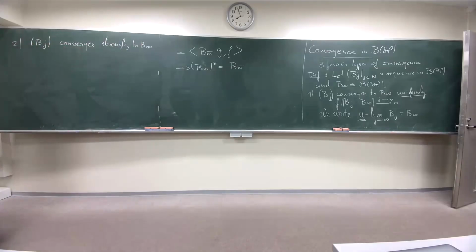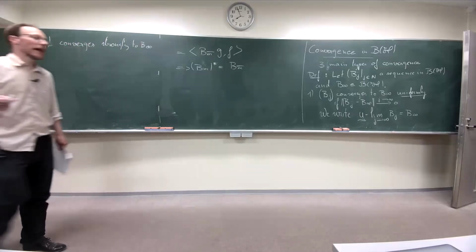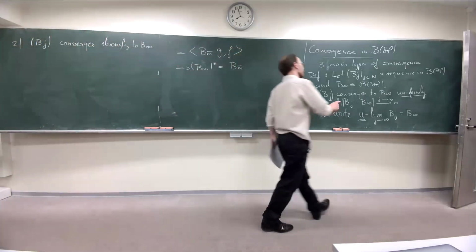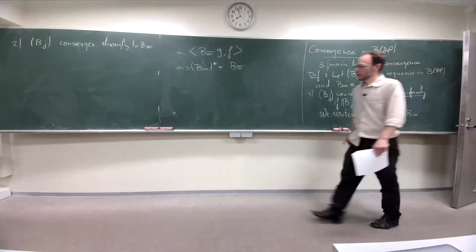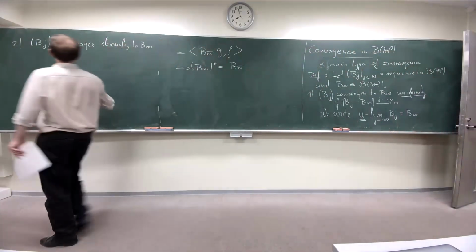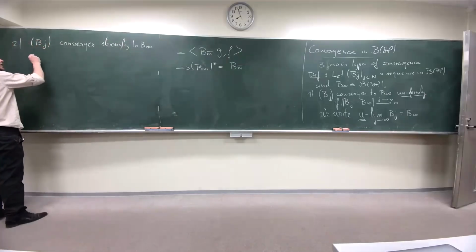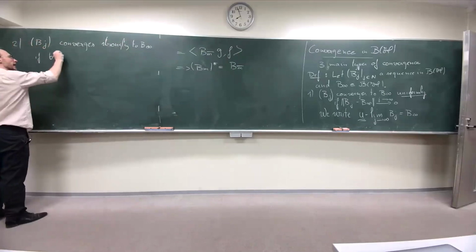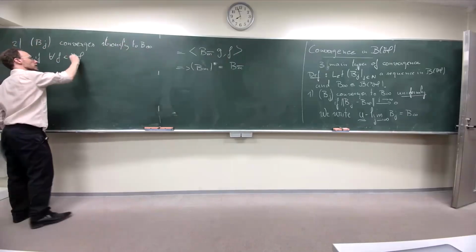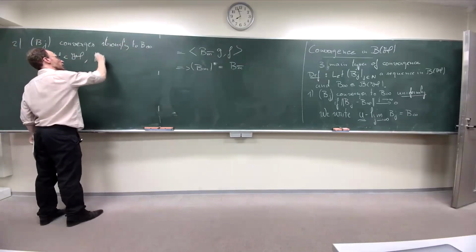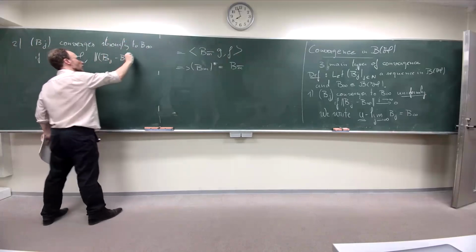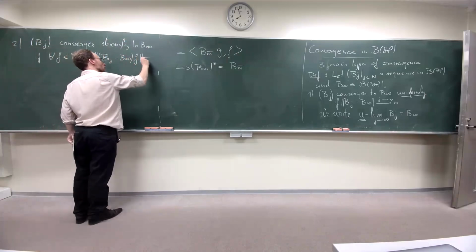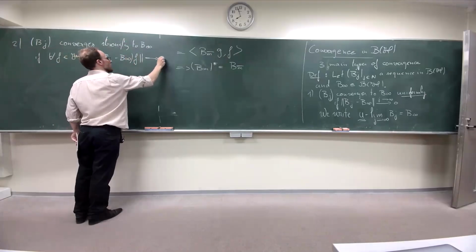So far, I have not used the scalar, I haven't used the notion or the elements of the Hilbert space. So I can do it. Converge strongly to B infinity if for any f in H, norm of Bj minus B infinity on f goes to 0 when j goes to infinity.